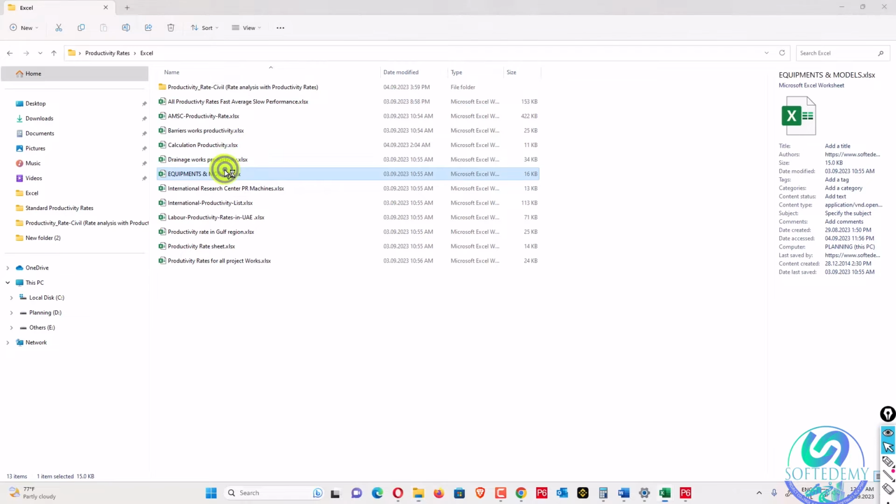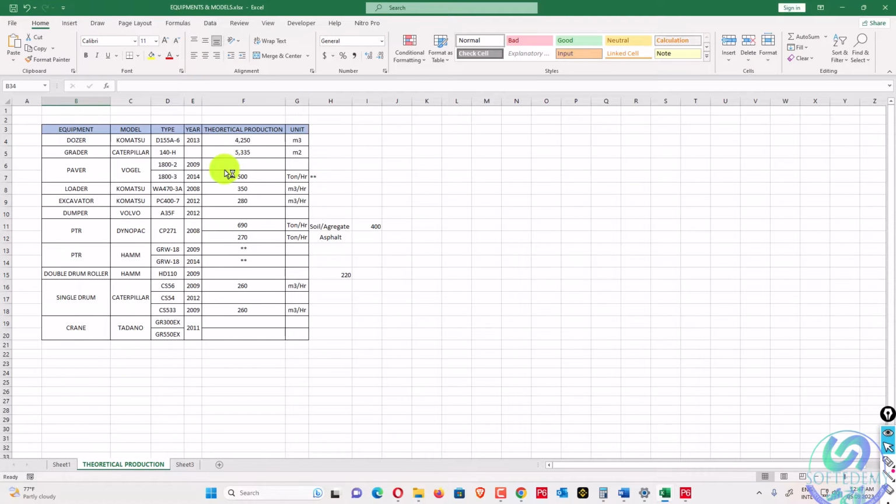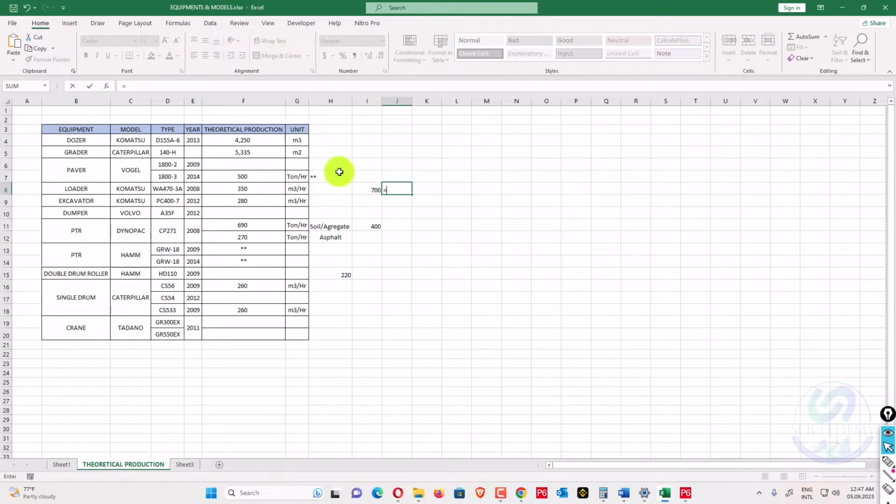There is equipment, like machinery on projects, and there are specific productivity rates for that equipment. So we'll consider that this loader can do 350 cubic meters per hour. If we have 700, how many hours will it take to complete that work? 700 divided by 350, so 2 hours.